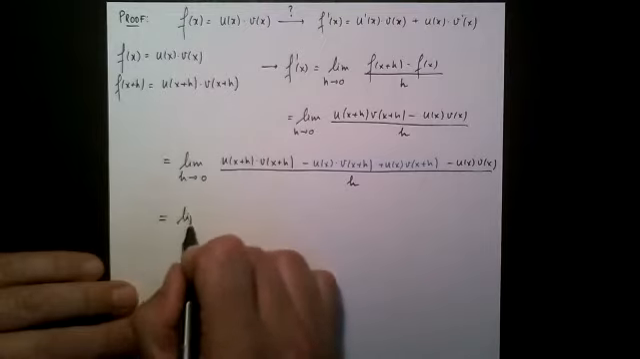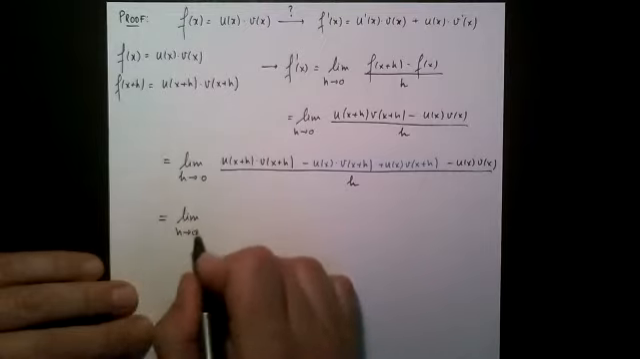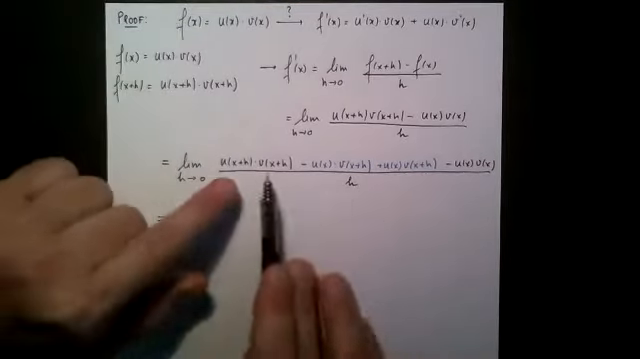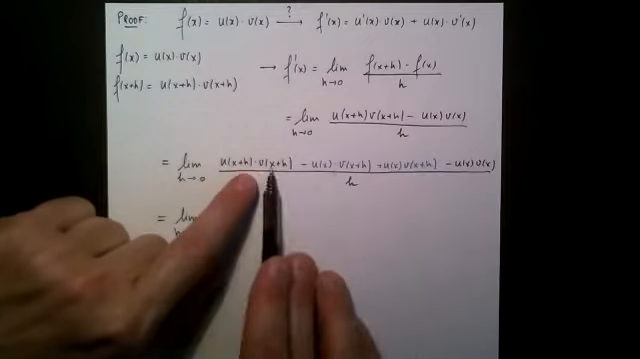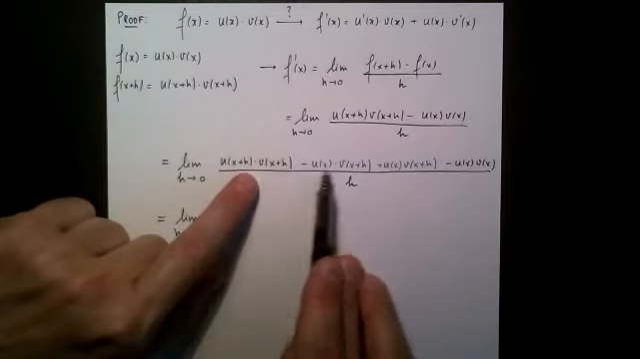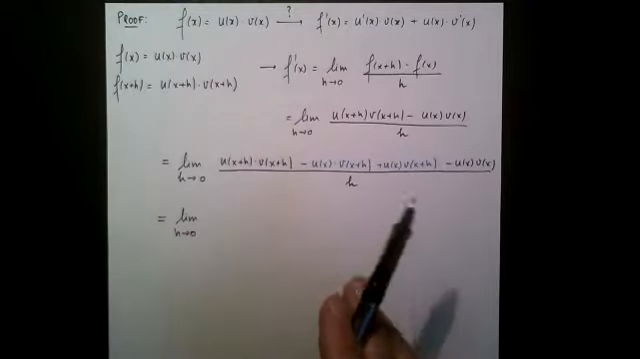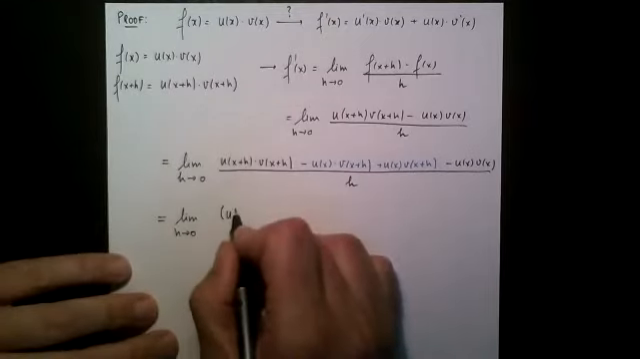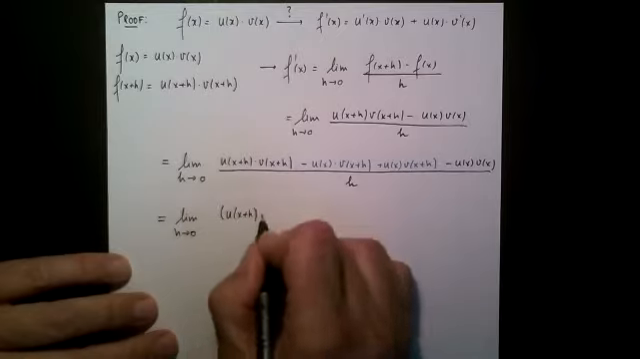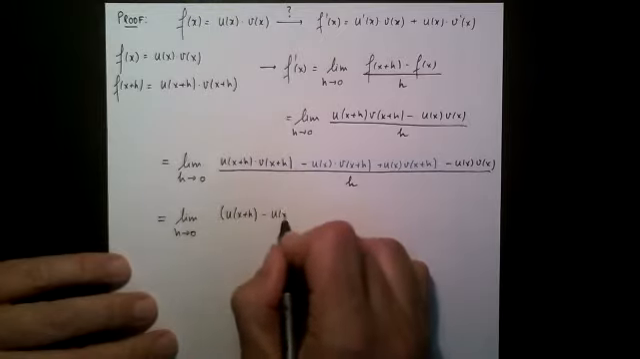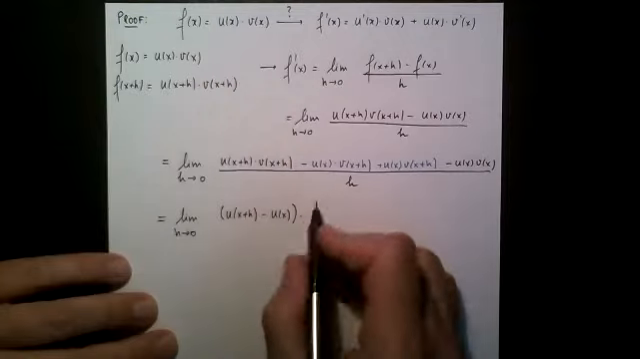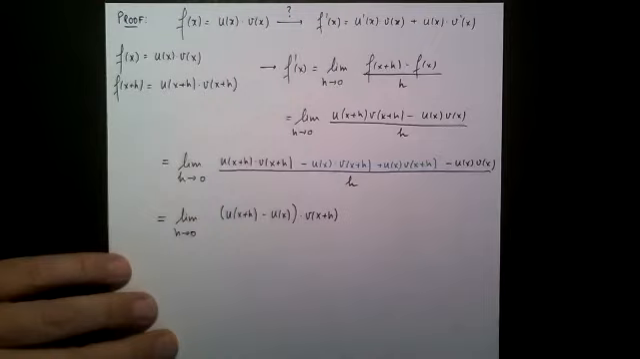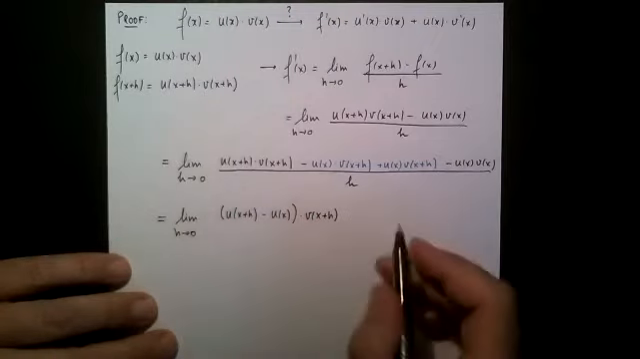Okay. So limit as h approaches 0, and now you're going to see why I did this. Because if you look at the first two terms, I have v of x plus h in common, so I could factor it out. On the top, I will have u of x plus h minus u of x, all this times v of x plus h. That's what I have on top for these two terms.